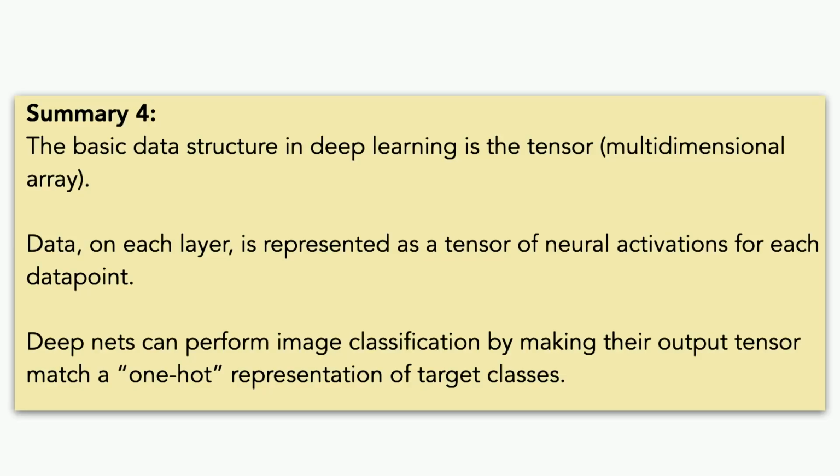So takeaway from here, the basic data structure in deep learning is the tensor, the multi-dimensional array. Data on each layer is a tensor of data points by current representation of that data. And deep nets can perform image classification by making their output tensor, their output representation of those data points, match a representation of the truth, which in that classification case is a one-hot vector. It's a data matrix where each row has a single 1 in the location of the true label of the data. And you're just trying to make that output of the network match that ground truth. Fiddle with the parameters until that happens.